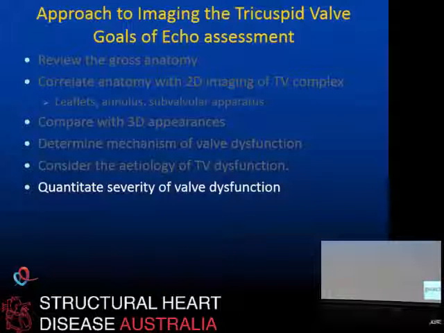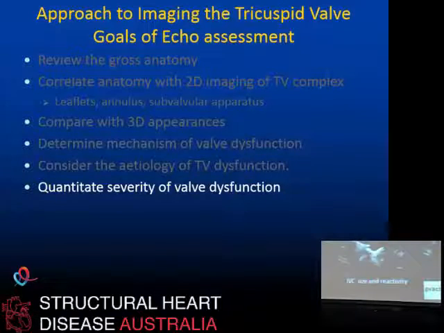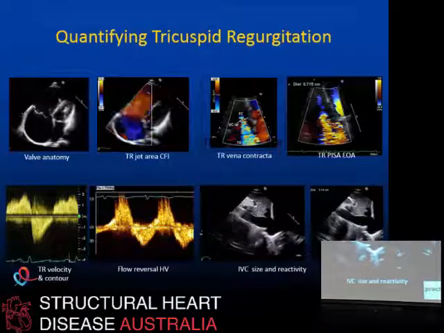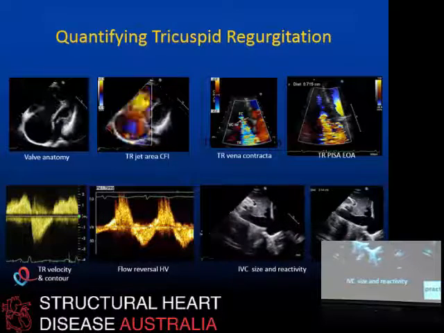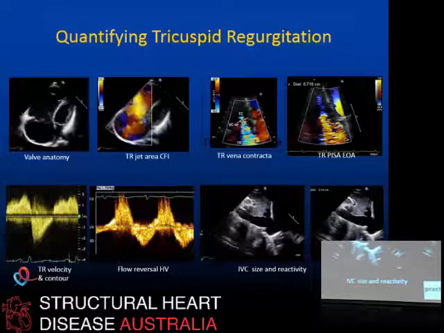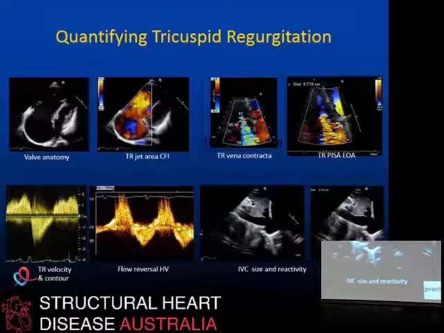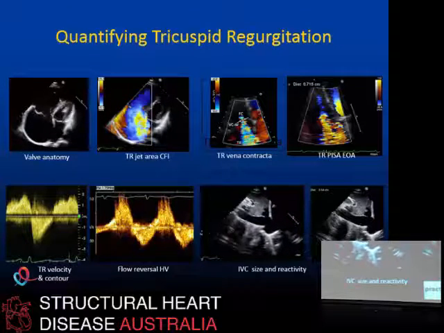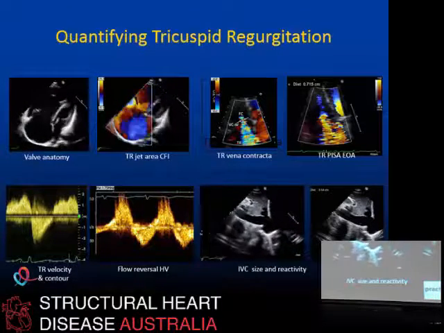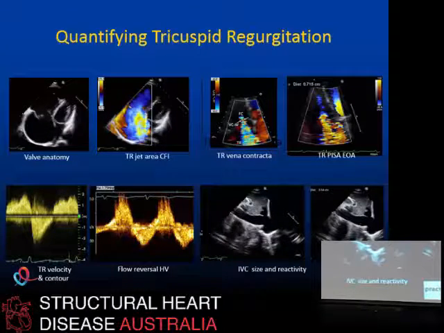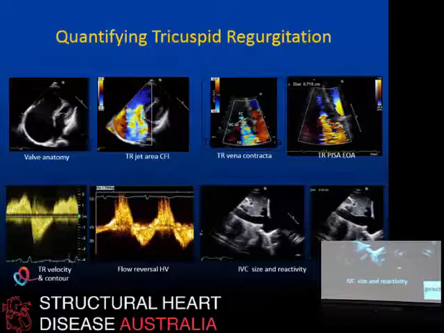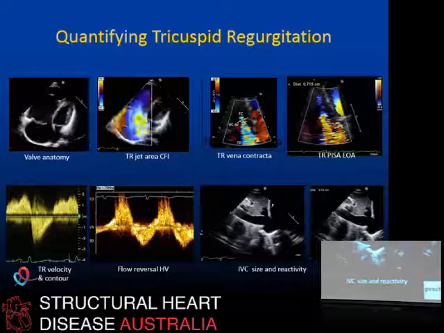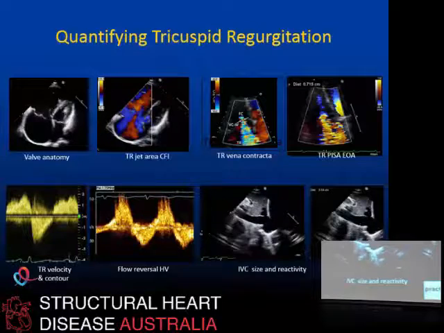And the final approach is quantitating the severity of the tricuspid valve dysfunction. This is a multi-modality exercise where we incorporate two-dimensional, colour Doppler and spectral Doppler information in combination to decide what the severity of the dysfunction is. And in most cases, the degree to which we use each modality will vary depending on the individual patient.